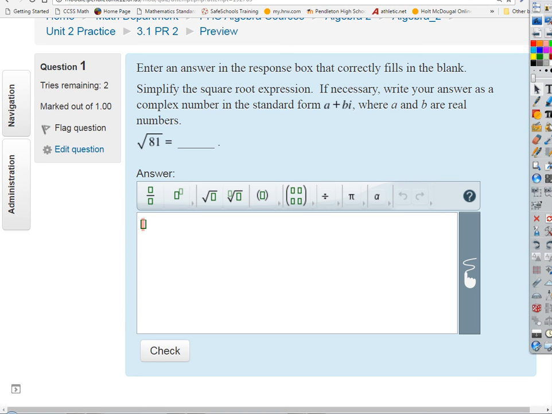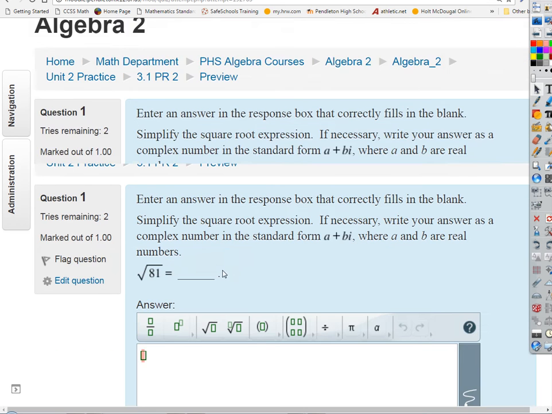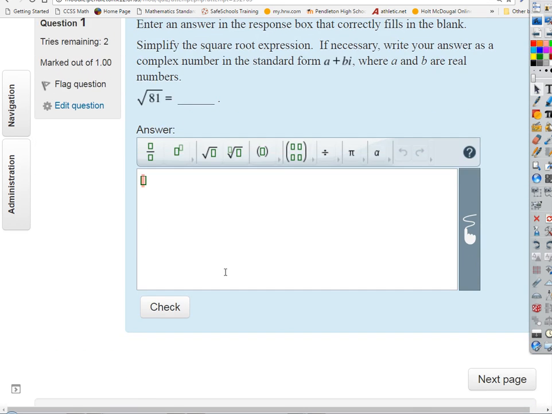Okay, the 3.1 practice number 2 video solutions, what I'm doing now. This really was just a kind of a review assignment, reminding you how to simplify square roots and simplify square roots of quotients. Okay, so not a real big deal, but we'll go through a couple examples.